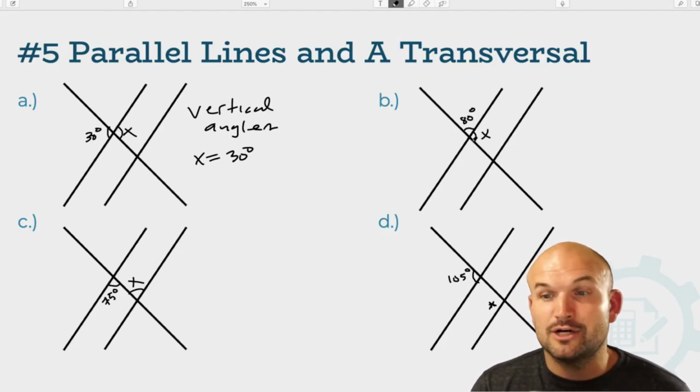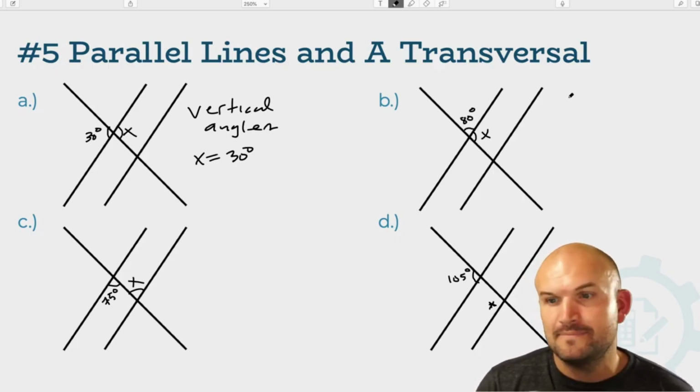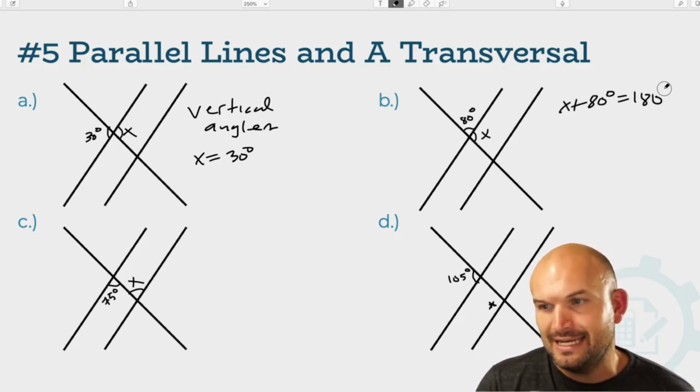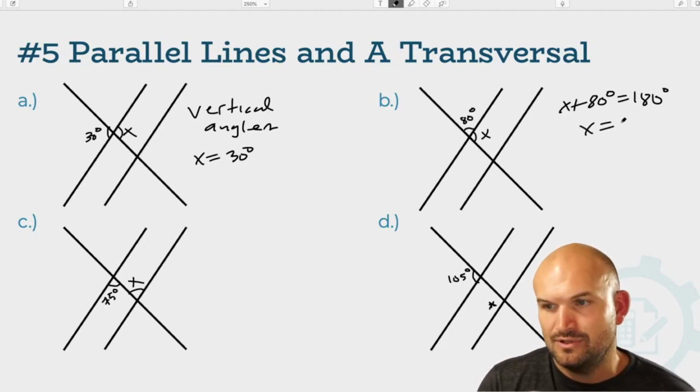Here we have what we call a linear pair. We have two angles that are supplementary. They're going to add up to 180 degrees because they have a shared side and they make up a line. So we can say x plus 80 degrees is equal to 180 degrees. They are supplementary. They add up to a line. So therefore, we can say x equals 100 degrees.